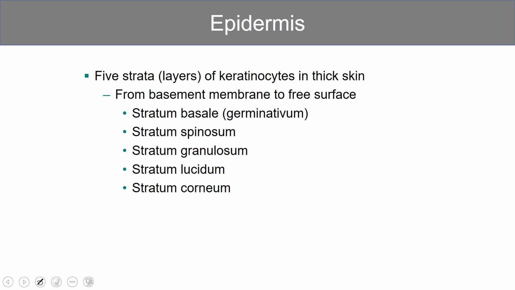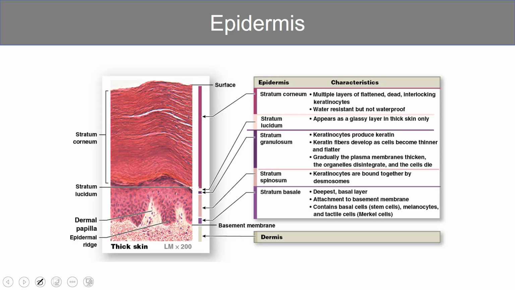The layers of keratinocytes in thick skin, from the basement membrane of that stratified squamous epithelium to the free surface, are in this order. You have the stratum basale, the stratum spinosum, the stratum granulosum, the stratum lucidum, and then superficially you have the stratum corneum. Here we see those. Your stratum basale is this layer down here at the very bottom, and then you can work your way up: the stratum spinosum, granulosum, lucidum, and finally the corneum.